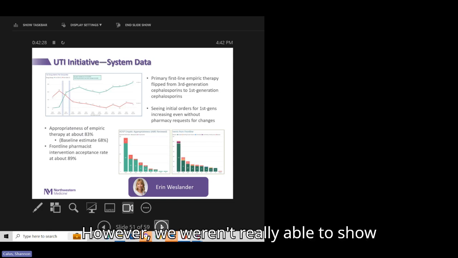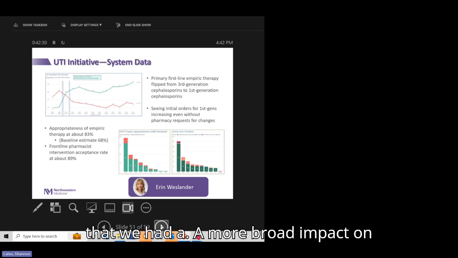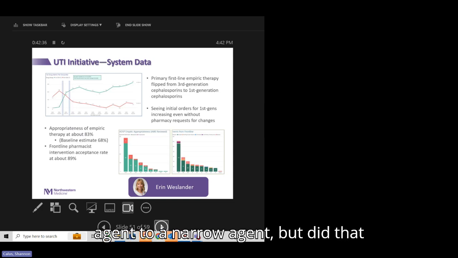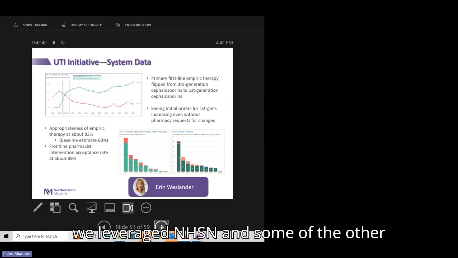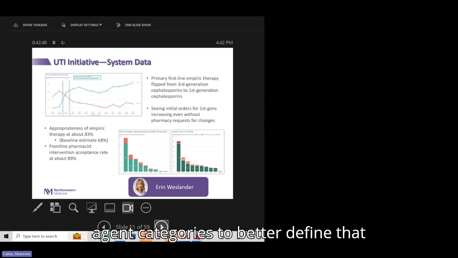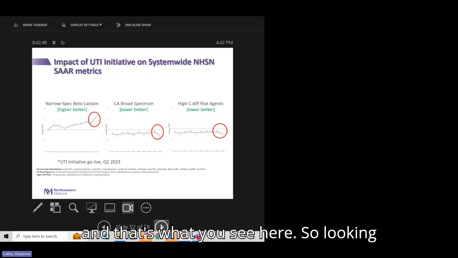However, we weren't really able to show that we had a more broad impact on other agents. So they were like, great, you went from a broader agent to a narrow agent. But did that improve things like mortality? Did it improve things like overall antibiotic use? Did it improve things like C. diff? So we leveraged NHSN and some of the other agent categories to better define that. And that's what you see here.